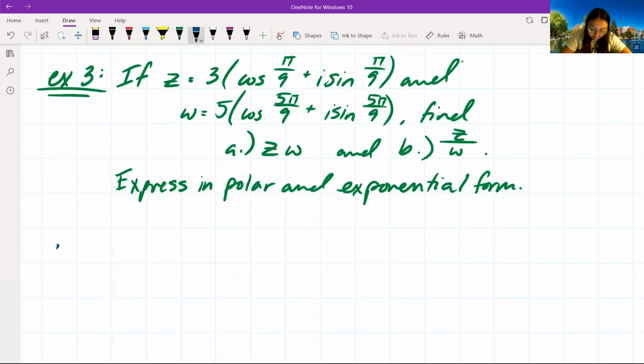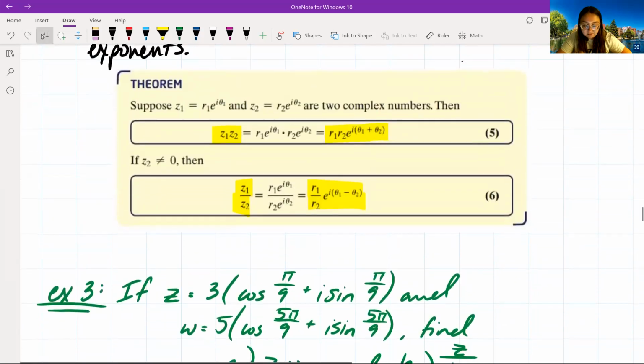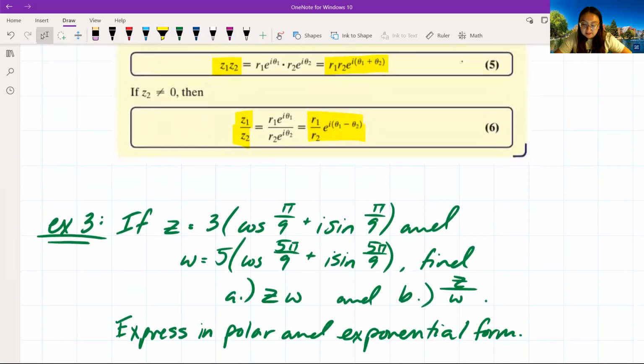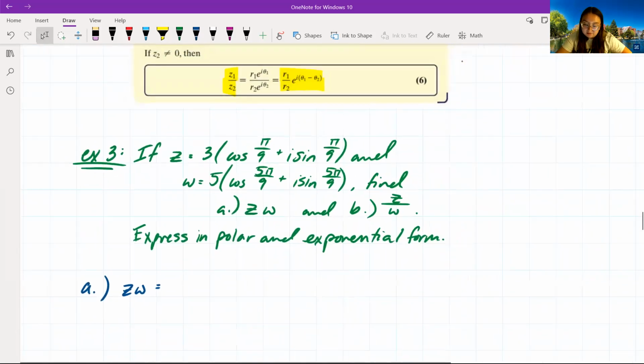All right, so definitely some parts we're doing. So we're going to start with A. So if we start with A, we're multiplying z and w. We know what all of our values are going to be. So we can go ahead and use equation 5 there. So we can determine that our r1 is going to be 3, our r2 is going to be 5. e and i are going to be the same. Theta 1 is going to be pi over 9, and theta 2 is going to be 5 pi over 9. So we can replace everything from equation 5 here.